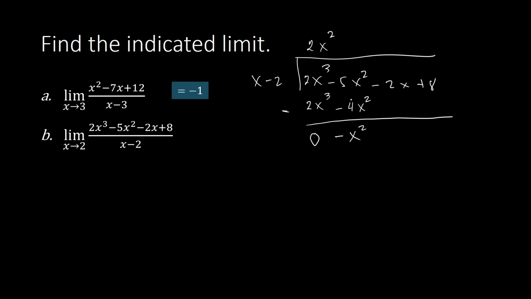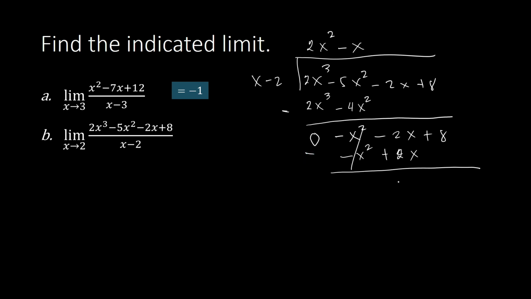So that becomes negative 5x squared plus 4x squared. And then we just bring down all these terms. Negative x squared divided by x is negative x. Negative x times x is negative x squared. Negative x times negative 2 is positive 2x. So this one is just 0. We are getting the difference, that is the operation here.